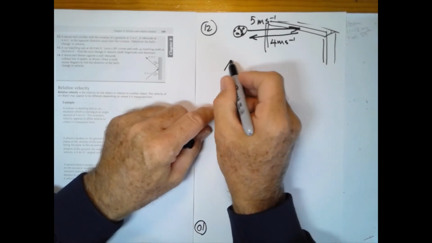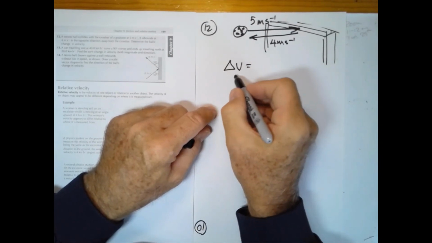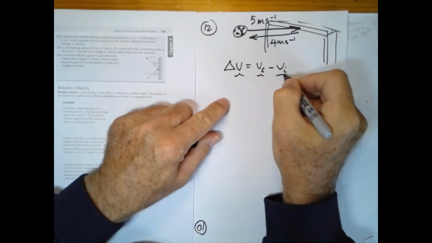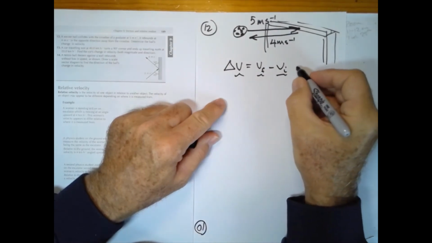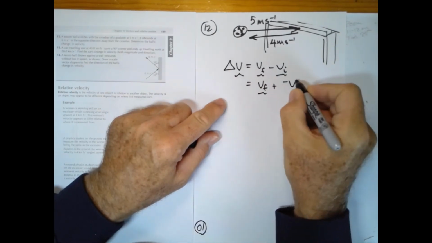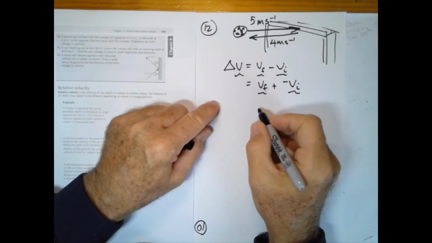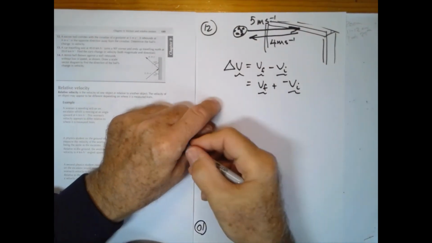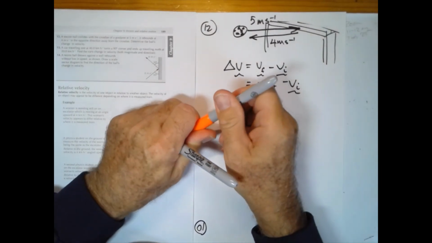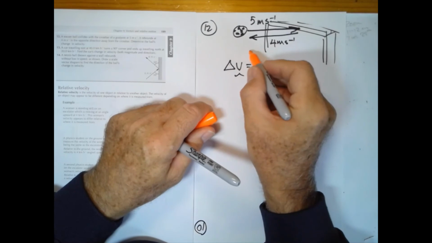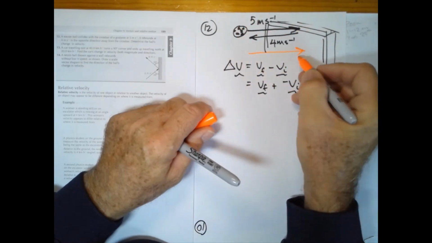Change of velocity is equal to final velocity minus initial velocity, and we write it as the final velocity plus the negative of the initial velocity. So let's calculate the change of velocity. First of all, we need to make sure that we know which of these numbers are positive and which are negative. Let's consider this direction as being the positive direction.